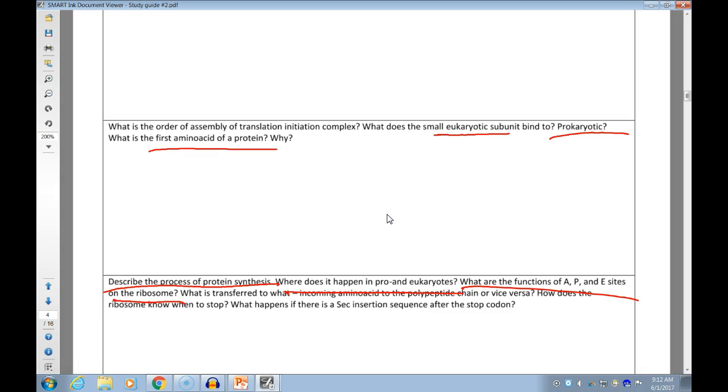Yes, polypeptide chain to the incoming amino acid. How does the ribosome know when to stop? You have stop codons. What if there is a special sequence called the selenocysteine insertion sequence after the stop codon? It signals that this stop codon actually is not a stop codon. Keep going. It's an insertion of selenocysteine, the 21st amino acid.